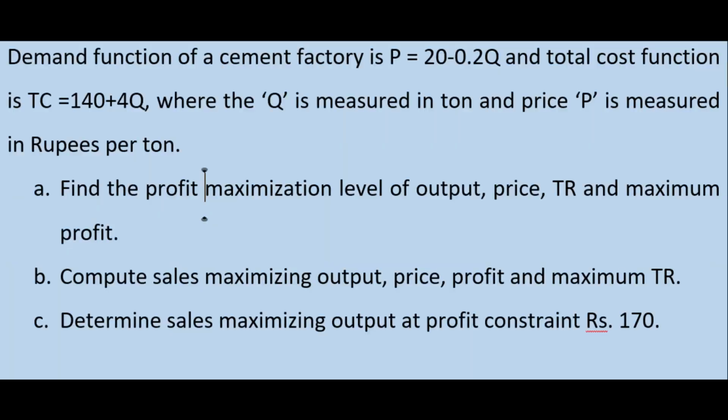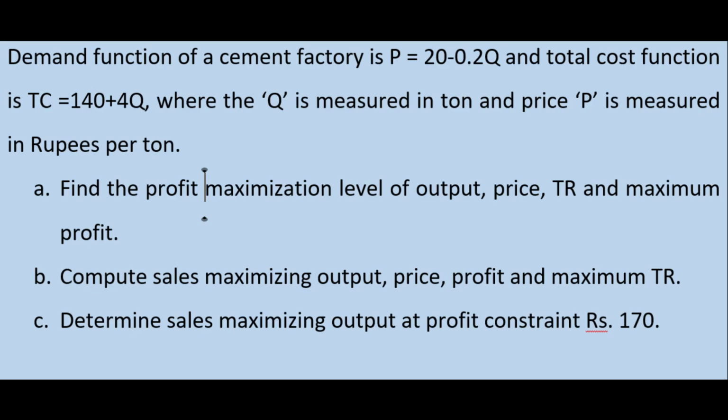The example is: the demand function of a cement factory is P equals 20 minus 0.2Q and the total cost function is 140 plus 4Q, where Q is measured in tons and price P is measured in rupees per ton. The first question is to find the profit maximization level of output, price, total revenue and maximum profit. The second question is to compute sales maximizing output, price, profit and maximum total revenue. Whereas the third question relates to determining sales maximizing output at a profit constraint of rupees 170.